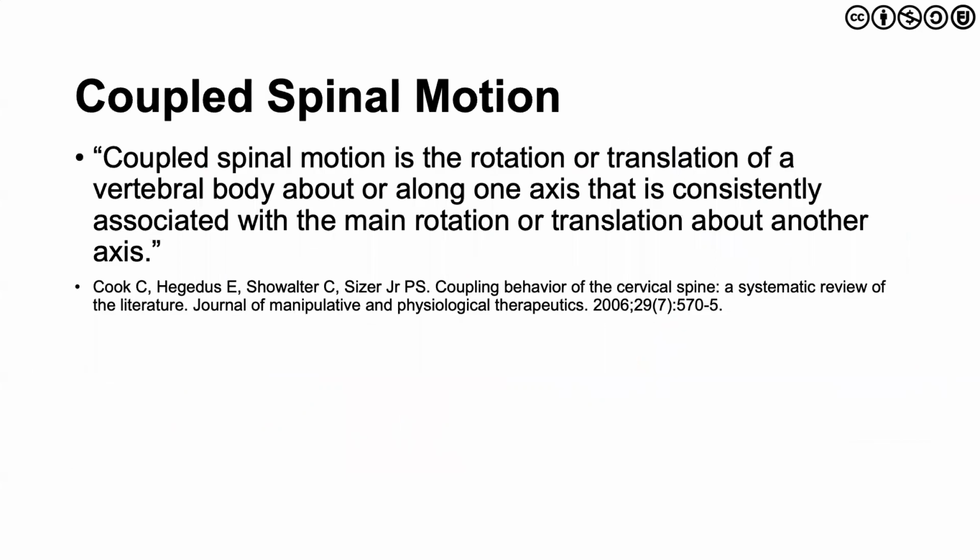Again, we've mentioned coupled motion. I want to put before you this idea that comes from Chad Cook, Eric Hedges, and colleagues in 2006, where they noted coupled spinal motion is the rotation or translation of a vertebral body about or along one axis that is consistently associated with the main rotation or translation about another axis. As such, we're really talking about rotation and lateral flexion or side bending, being consistently associated and coupled one unto the next.